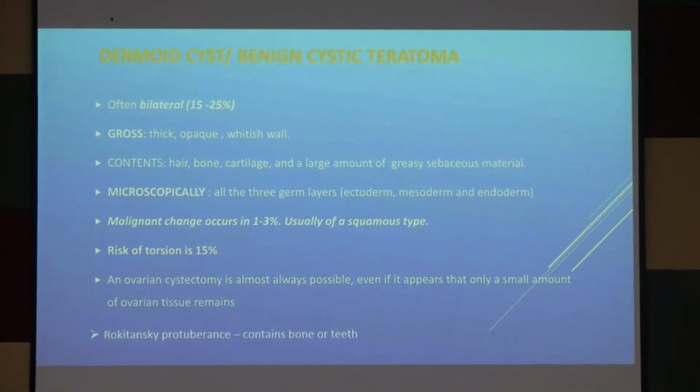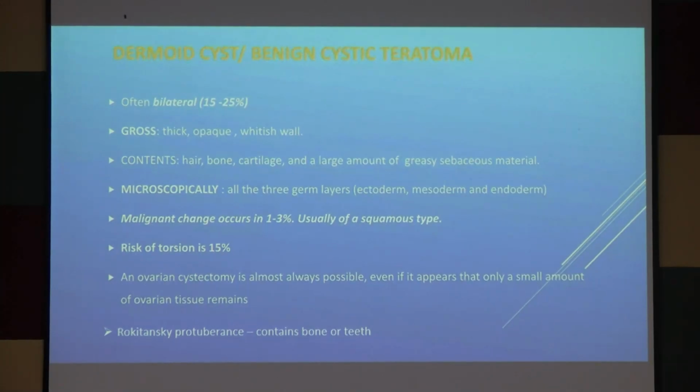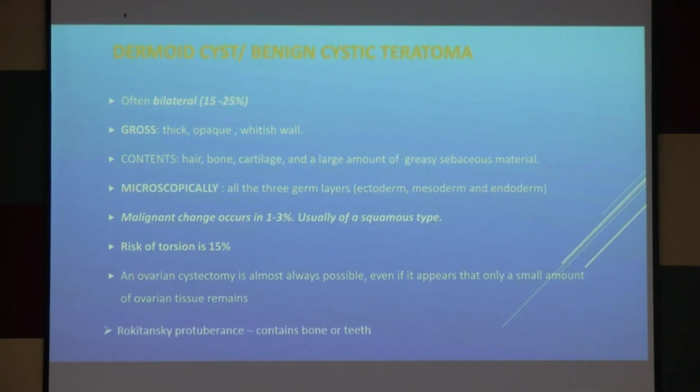What is torsion? Torsion of the ovary? It twists around. It's an acute emergency. When it twists around, blood supply is cut off to it. Whenever something twists, there is firstly venous occlusion followed by arterial occlusion. The tumor becomes very large, congested, and very painful.